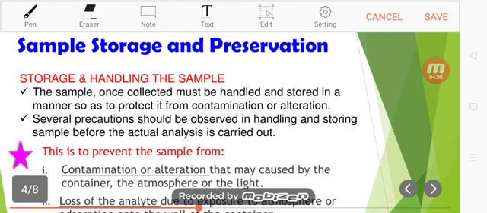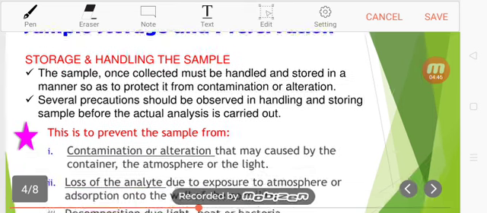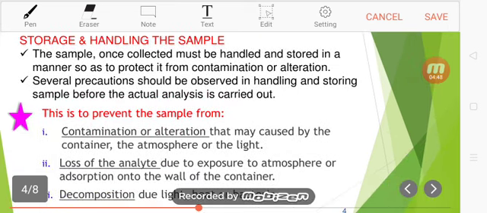Alright, now we move to sample storage and preservation. The main objective of sample storage is to protect it from contamination or alteration. So several precautions should be observed in handling and storing samples before the actual analysis is carried out. Maybe sometimes you do a sampling of your samples a month ago. So when you want to use your sample, you need to have proper storage.